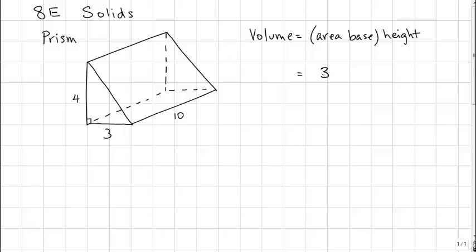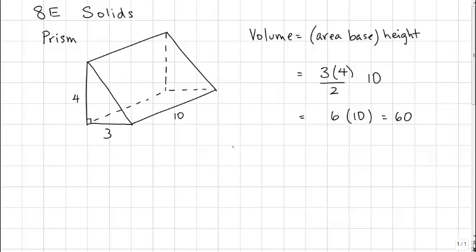The area of the base is 3 times 4 divided by 2. And then we're multiplying that by the height of the prism, 10. So we get 12 over 2, which is 6. 6 times 10 gives you 60. So this prism has a volume of 60 cubic units. So if the units are centimeters, it'd be 60 cubic centimeters. If the units were feet, it'd be 60 cubic feet.